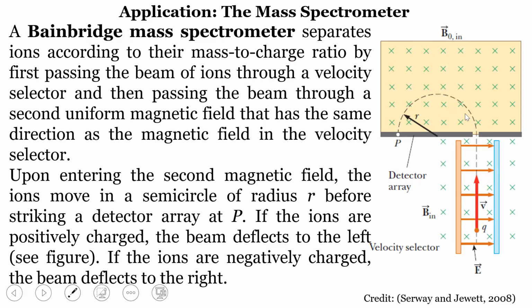So upon entering the second magnetic field, the ions move in a semicircle of radius r before striking a detector at P. If the ions are positively charged, they deflect to the left. So assuming these are positive charges, they are deflecting to the left. If they were negatively charged, they would have deflected to the right. The direction in which they move, I think we established in the last class, depends on the nature of the charge.